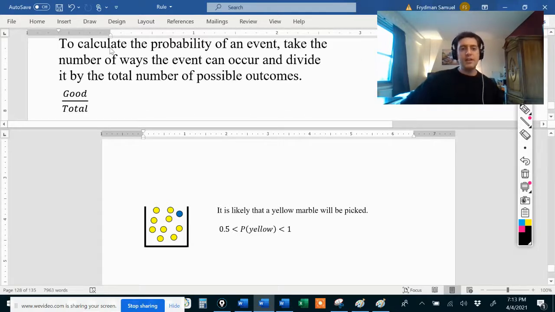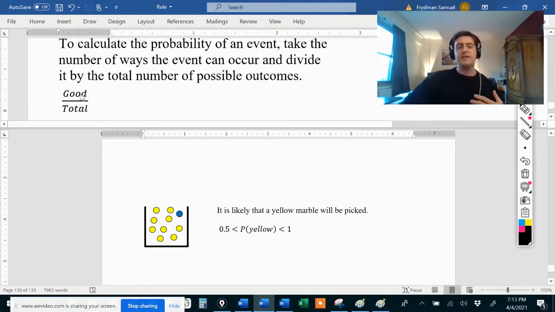So to calculate the probability of an event, take the number of ways the event can occur and divide it by the total number of possible outcomes. A quick way of remembering that, I like to say, is good over total.